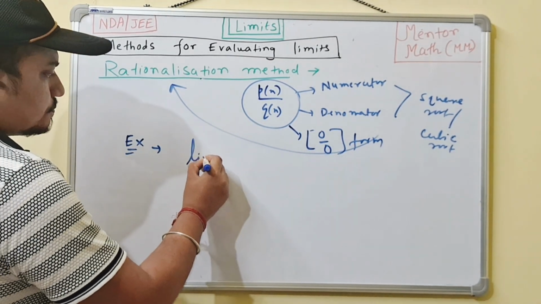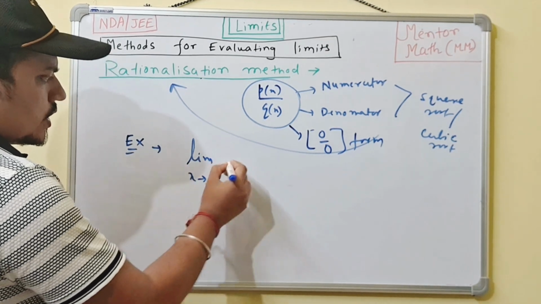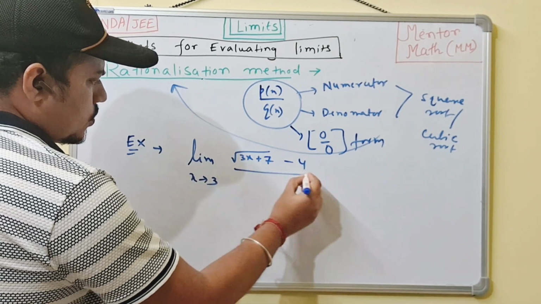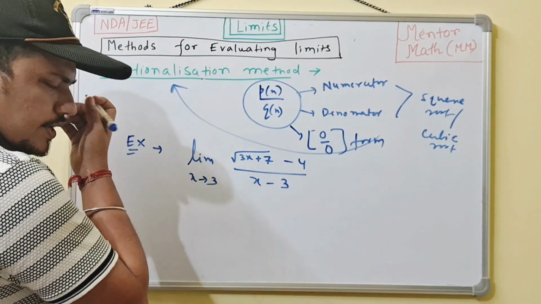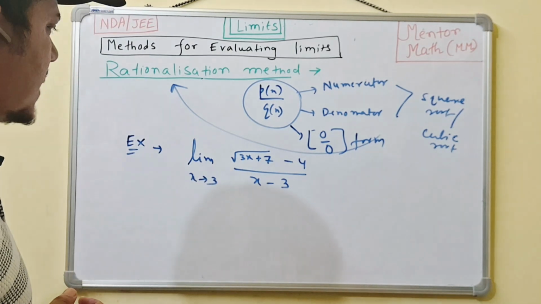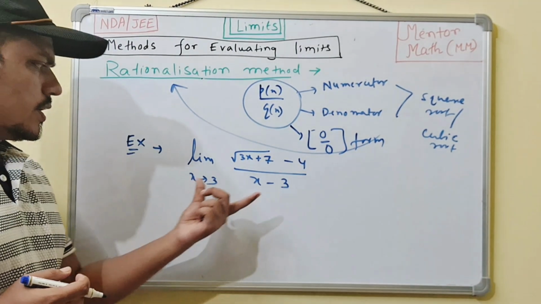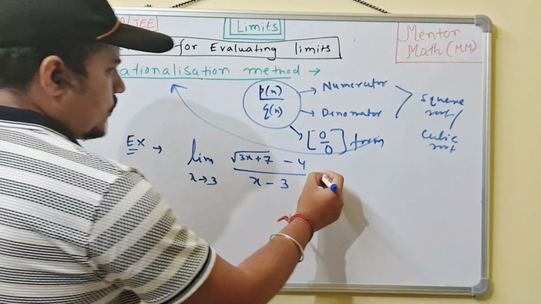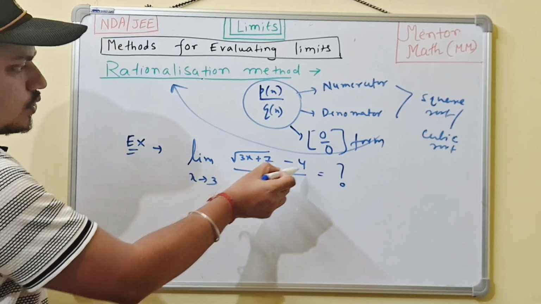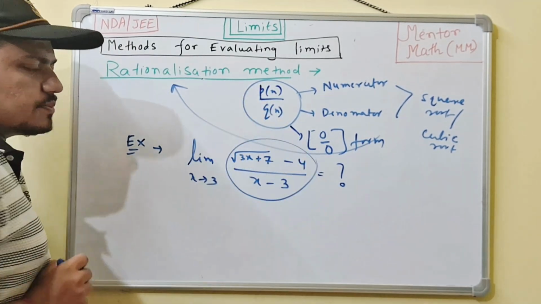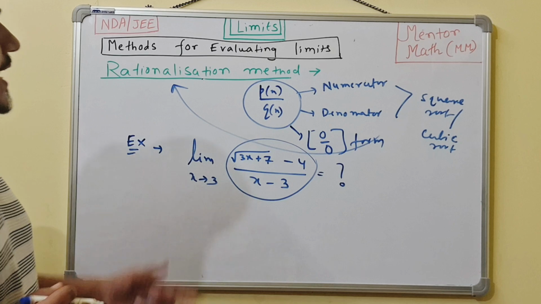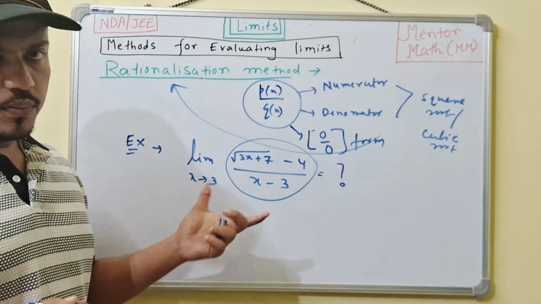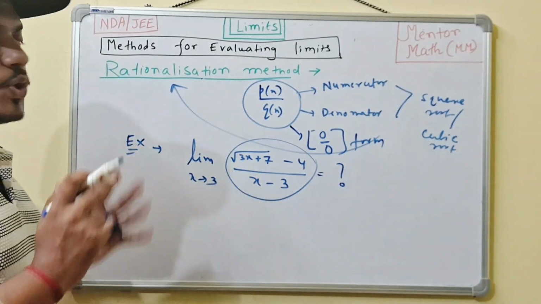That is the limit as x tends to 3 of (root under 3x plus 7 minus 4) by (x minus 3). You can see it that way. You have to find that limiting value. You can see now the form is p(x) by q(x), which is the rationalization form, and the numerator contains a square root, so you have to think of the rationalization method.